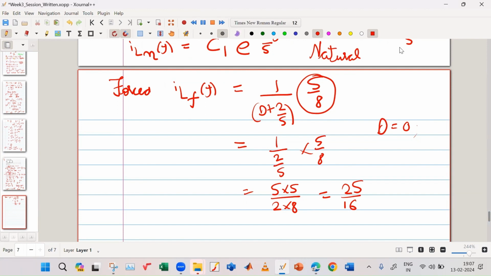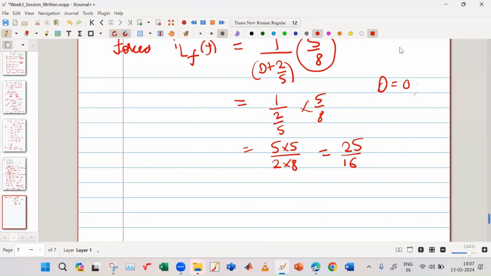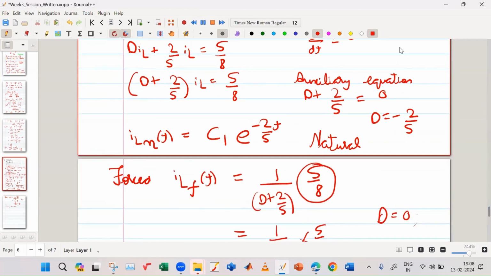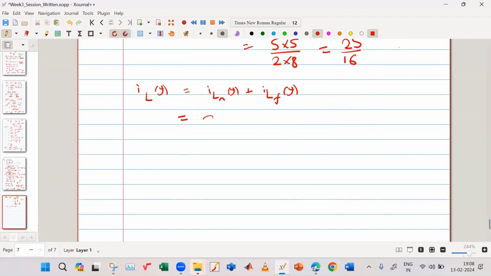I just like to point out, this is the value we get. So what is my entire solution? My entire inductor current is given by IL of the natural response plus IL due to the forced response. The natural part is C1 e raised to minus 2 by 5t, plus the forced response, which is 25 by 16. So this is my IL of t.